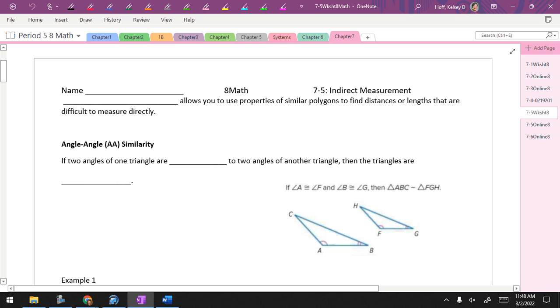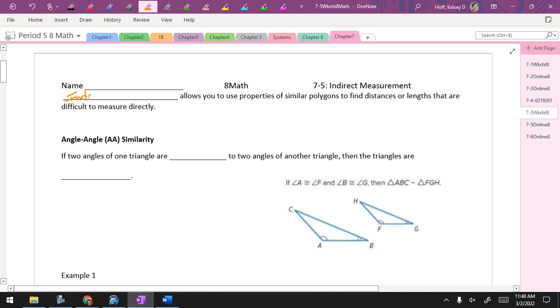Indirect measure allows you to use properties of similar polygons to find distances or lengths that are difficult to measure directly. Everybody agree with me, we couldn't just walk outside and measure the goalpost? Agreed? Way too tall.